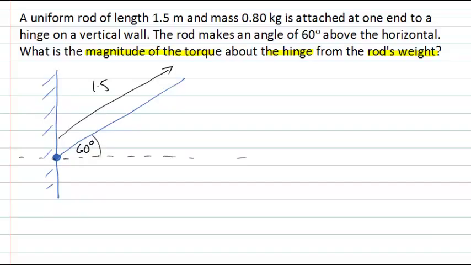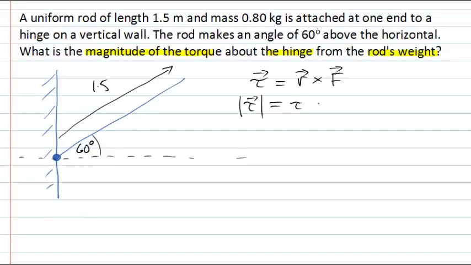The question's asking for the magnitude of a torque. So what do we understand by the idea of a torque? A torque, tau here as a vector, is equal to the cross product of the radius vector with the force vector. So we're going to need to think about what radius vector and what force vector are important in this problem. In particular, it's the magnitude of the torque that we're asked to find.